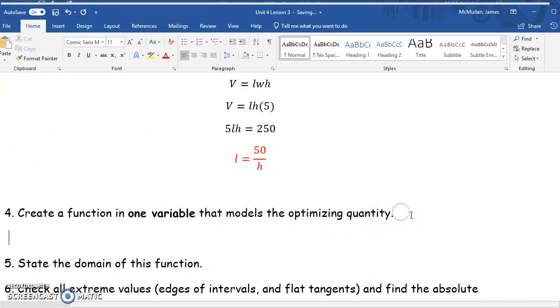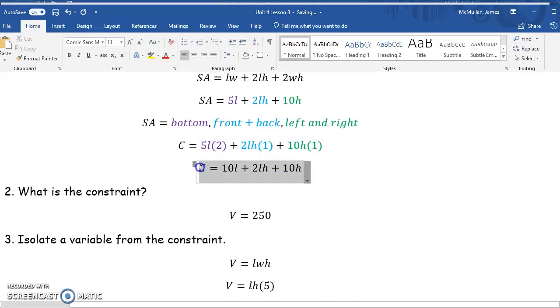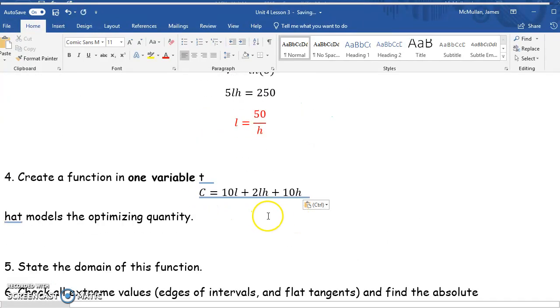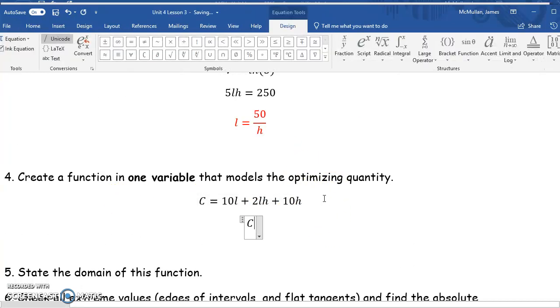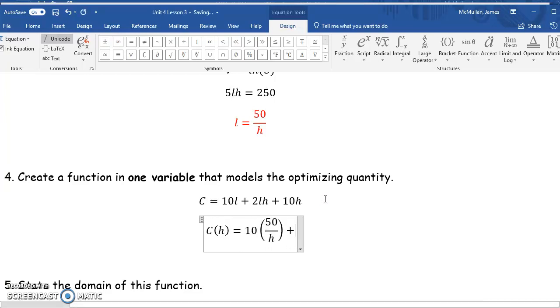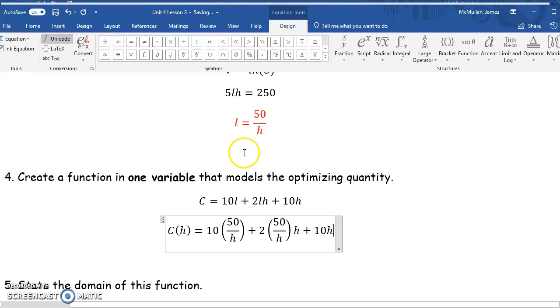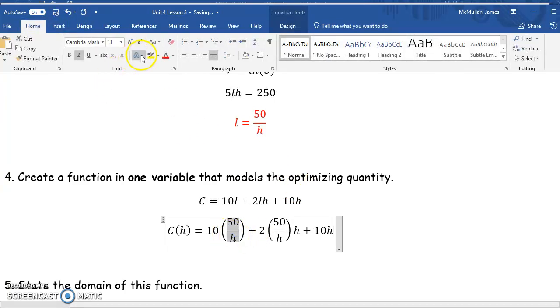This means I can go back to my cost equation, which remember is up here. So here's my cost equation, except now I can take every L and replace it with an H. So I can create a function where you only need to tell me H, and I can spit out the cost afterwards. So we get 10 times 50 over H plus 250 over H times H plus 10H, right? That would be our equation there, just dropping in 50 over H for L every time we saw an L, right? So just looking above.